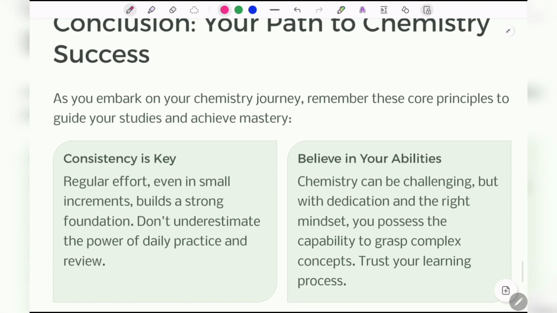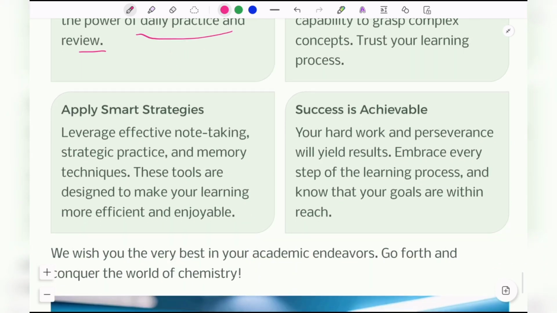So students, now you can see your path to chemistry as you embark on your chemistry journey. Consistency is very important. Keep on working hard regularly. Do not lose hope, and even in small increments, you will feel good. It will build a strong foundation. Do not underestimate the power of daily practice and review. You have to believe in yourself. Chemistry can be challenging sometimes, but if you focus on it with dedication and the right positive mindset, you definitely can understand the complex concepts, and you have to trust the process.